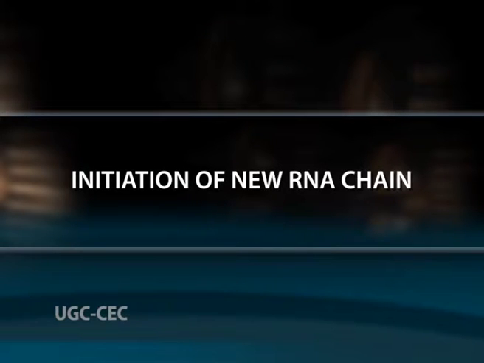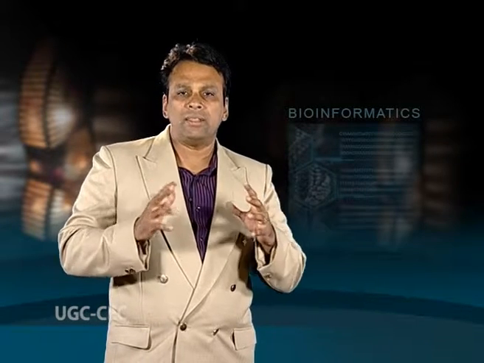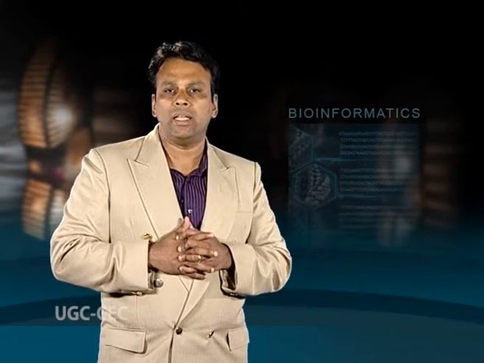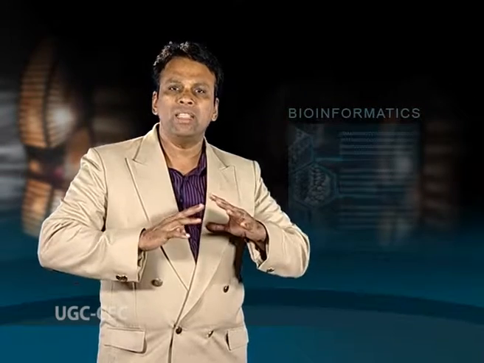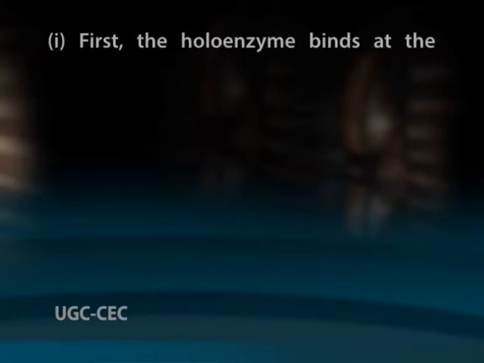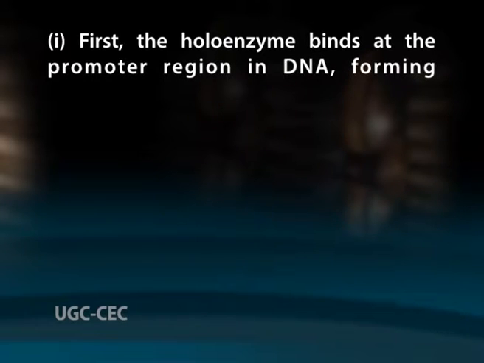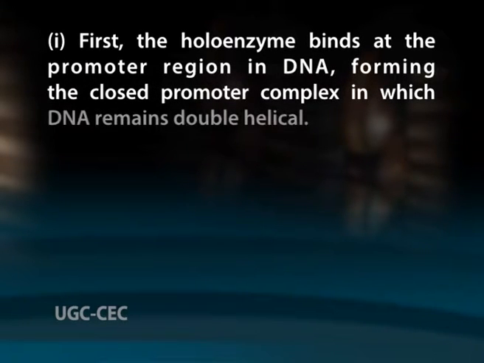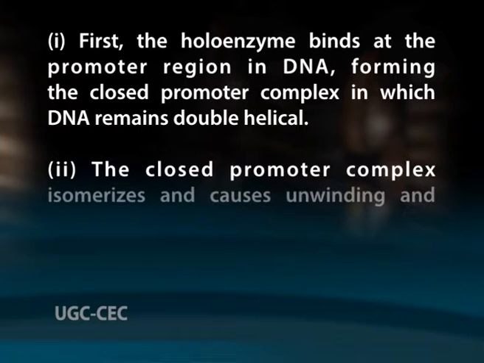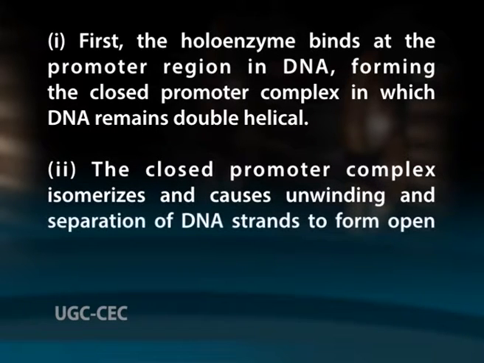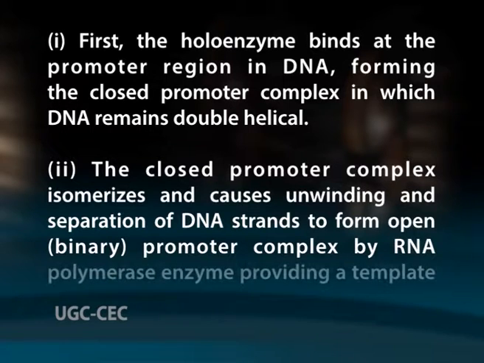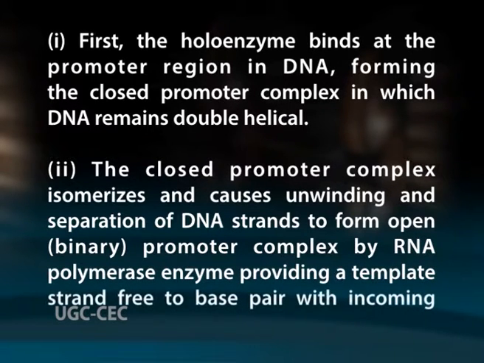Initiation of new RNA chain. The RNA synthesis or initiation of new RNA chain by RNA polymerase enzyme proceeds in 3 steps. First, the holoenzyme binds at the promoter region in DNA, forming the closed promoter complex in which DNA remains double helical. Secondly, the closed promoter complex isomerizes and causes unwinding and separation of DNA strands to form open, that is binary promoter complex by RNA polymerase enzyme, providing a template strand free to base pair with incoming nucleotides.